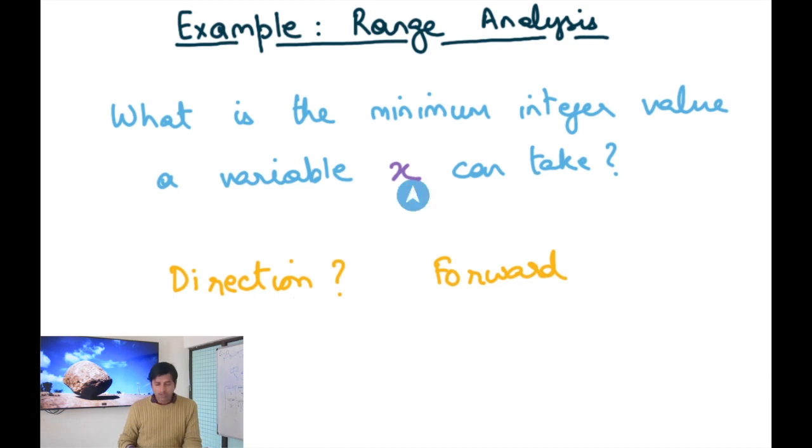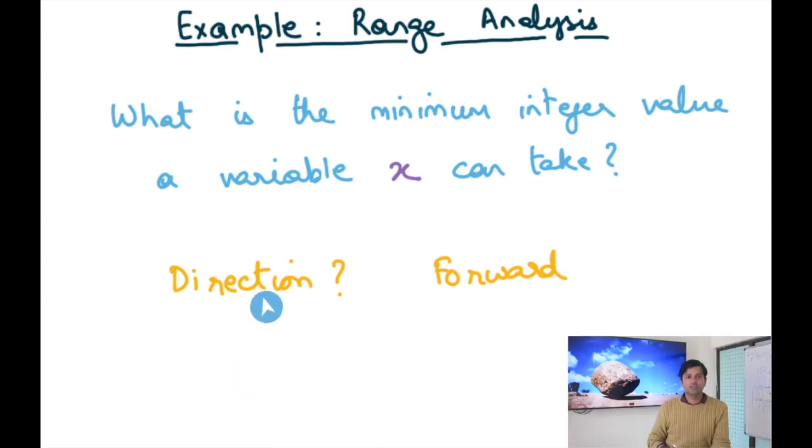Because we are interested in the minimum value that integer x can take at any program point, and the value that a variable takes at a program point depends on the assignments that happen before it, the information needs to flow forward in the direction of program execution. For that reason, the direction of this DFA is forward.